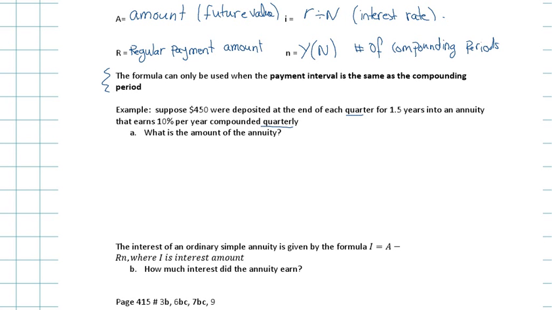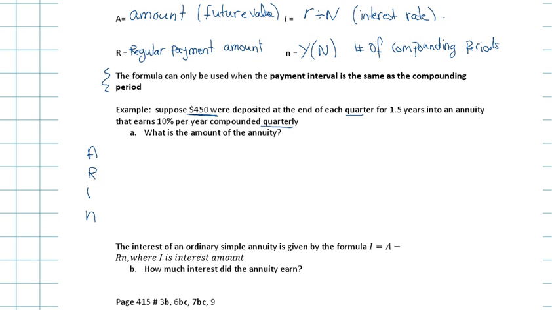But in this case, you're going to deposit $450 every 3 months. It's not going to be only once. Quarterly means every 3 months, so 4 times a year. Remember that the letters I have are A, R, I, and N. So, suppose $450 were deposited at the end of each quarter for 1.5 years into an annuity that earns 10% compounded quarterly. What is the amount of the annuity?